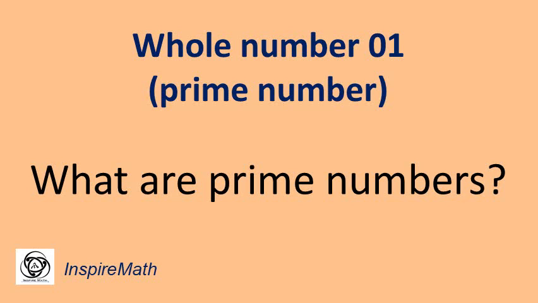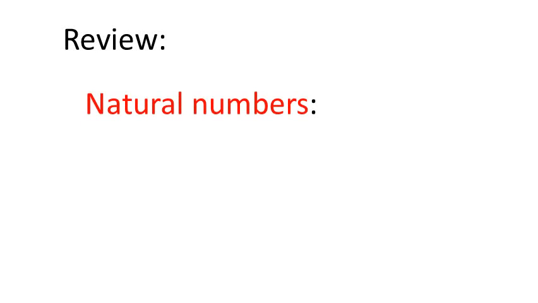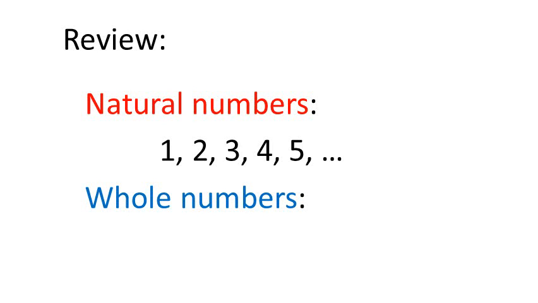Today we're going to study what prime numbers are. Let's review natural numbers and whole numbers first. How do you count naturally? We count like 1, 2, 3, 4, 5. So natural numbers are 1, 2, 3, 4, 5, and so on. What about whole numbers? Whole numbers start with 0 and 1, 2, 3, 4, 5. So the only difference between natural numbers and whole numbers is 0.